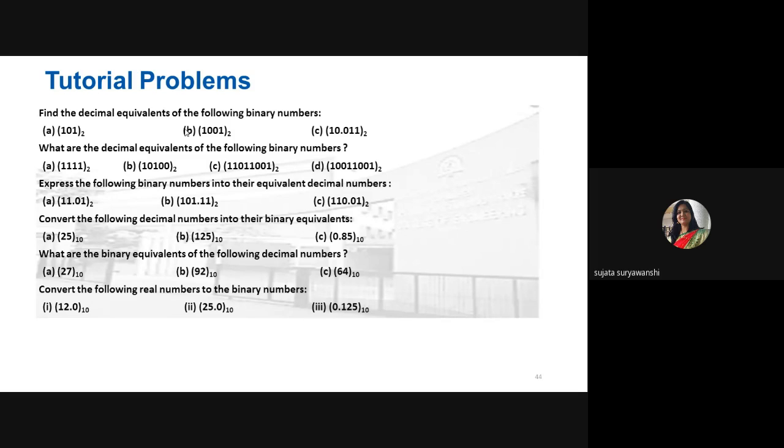So these are the tutorial problems. I will share it on my Moodle. You have to complete all these examples and upload your answer sheet on my Moodle. Understood? I will give you some duration to complete this assignment. Okay, so consider it as a tutorial. I have given decimal to binary and binary to decimal conversions. Then binary numbers into their equivalent decimal numbers, then decimal numbers into their equivalent binary numbers.